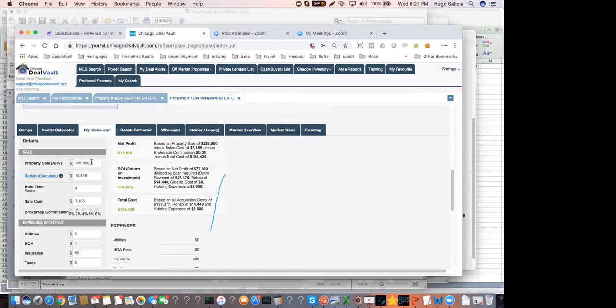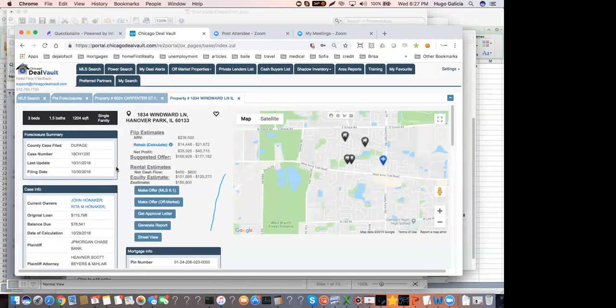So this property, we can safely say that it's worth $239, $240, okay? Now let's go back to the rehab estimates that we have. We're telling you that you're going to spend for a 1,200 square foot property between $15,000 to $21,000. Now we like to be conservative. For a fix and flip, we're going to go on the high end. So we're going to spend at least $20,000.